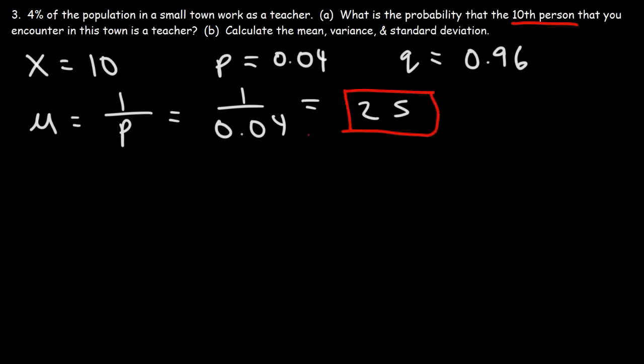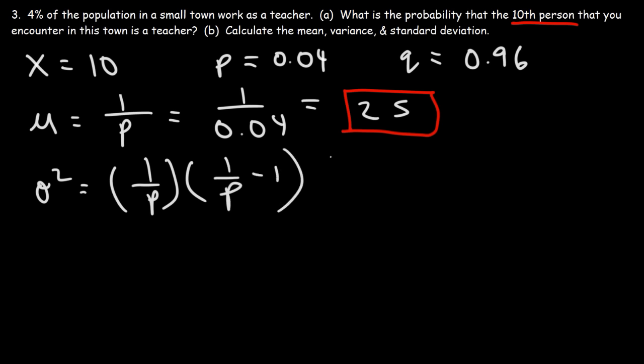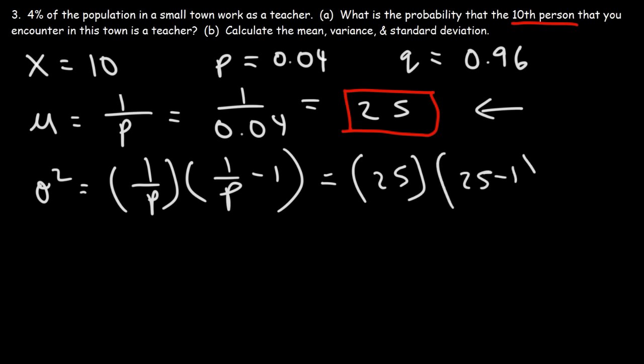Now what about the variance? There's a simple formula that we could use to calculate it. It's sigma squared, which is 1 over p times 1 over p minus 1. Now keep in mind, 1 over p is the mean, as we could see here. So 1 over p is 25. And then times 1 over p minus 1, that's 25 minus 1. So this becomes 25 times 24, which is 600. So that's the variance in this problem.